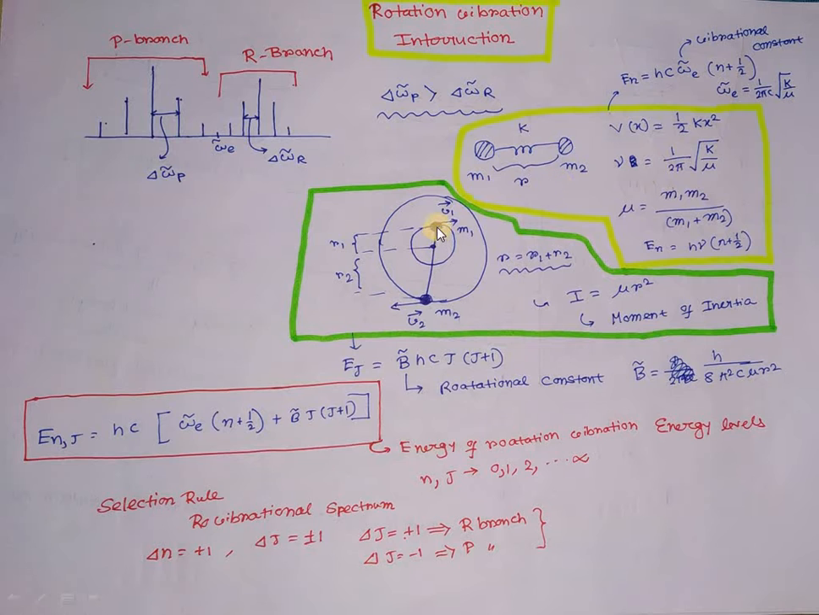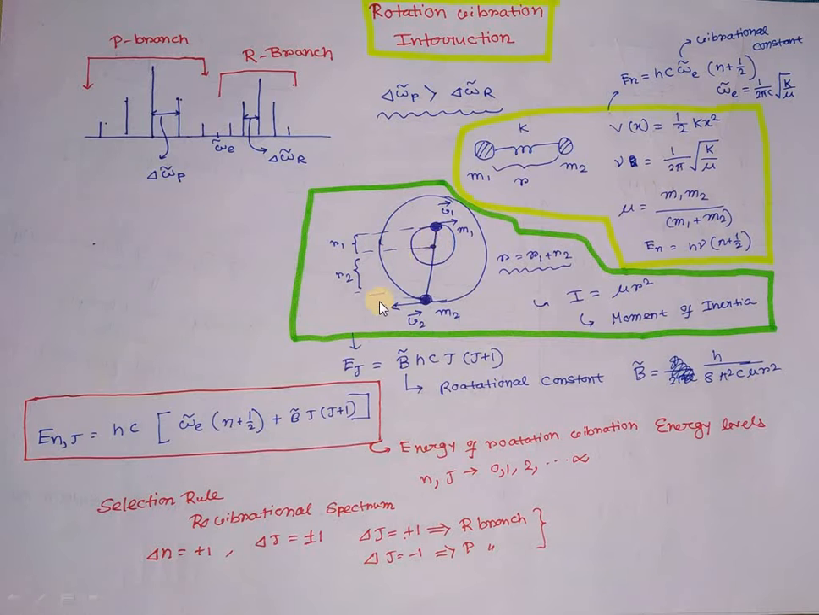Now these two atoms can also rotate around some common center, that is called the center of the mass. This center of the mass is situated anywhere in between these two atoms. It depends upon the mass of these two atoms. If the mass of M1 is higher than the mass of M2, then the center of the mass will be more inclined towards the first atom.